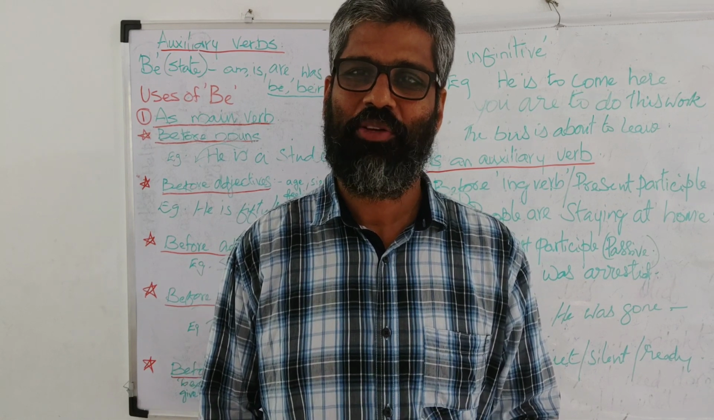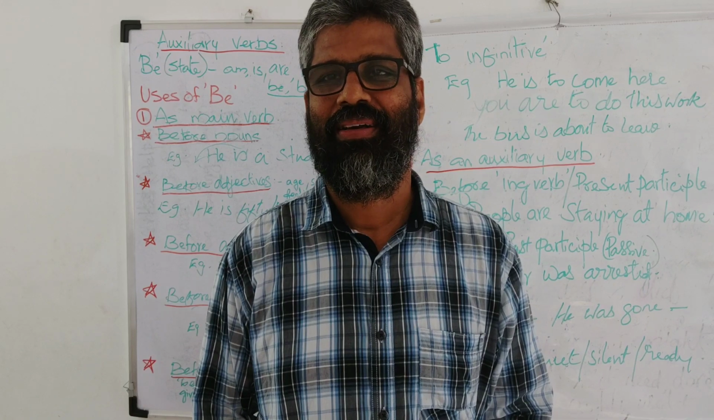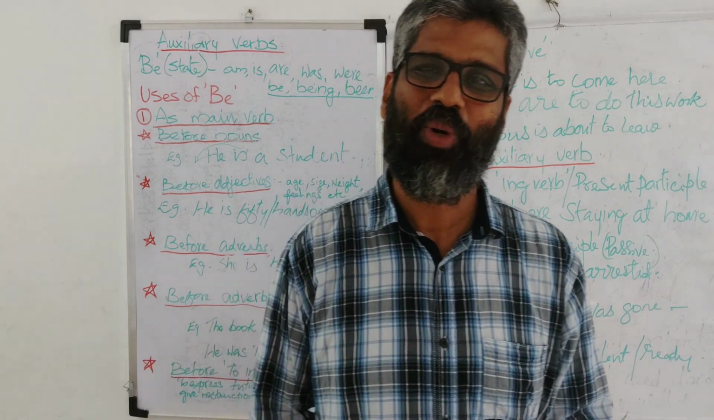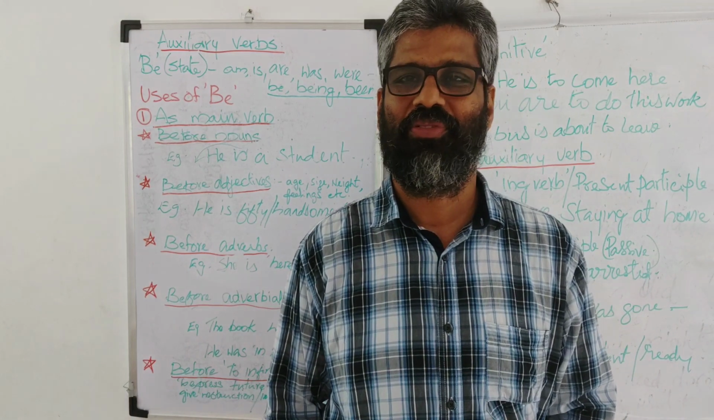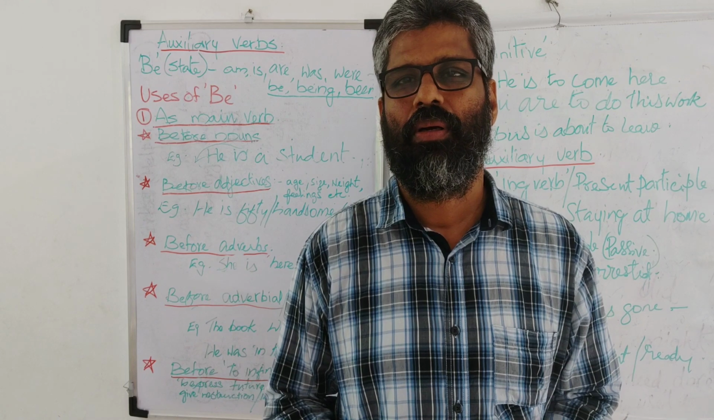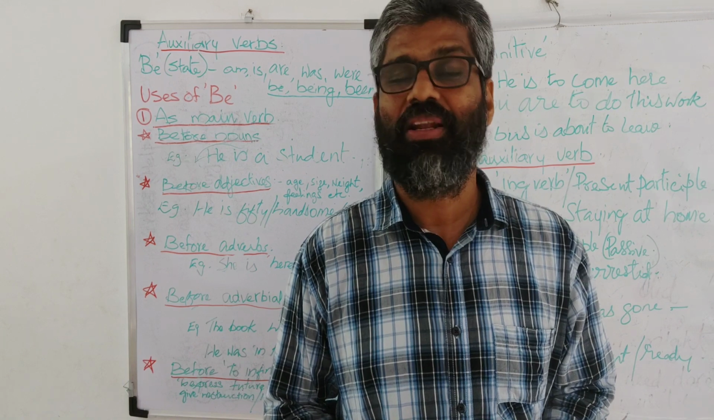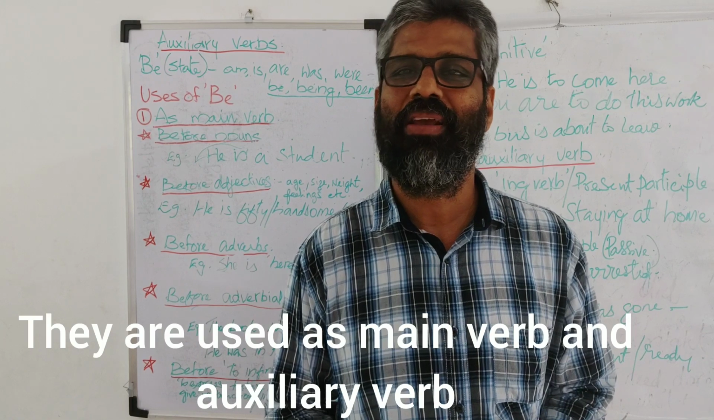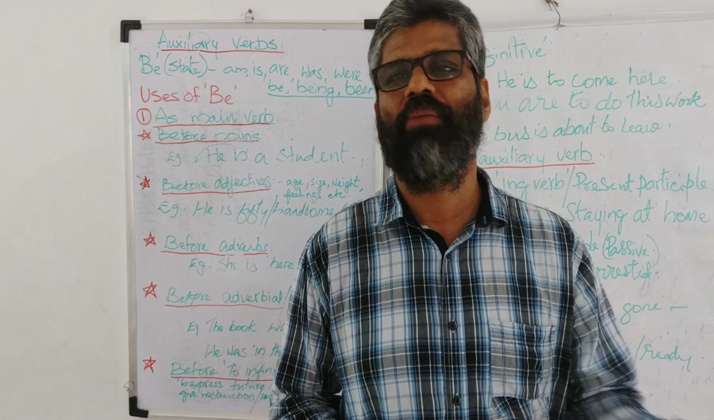Today, I would like to tell you in detail about the use of be form. As you all know, there are 5 auxiliaries under be: am, is, are, was and were. These auxiliaries are also known as state forms because they tell us about the state of the subject. They are used as main verbs and auxiliary verbs in a sentence. Since they are used like that, we can call them primary auxiliaries. Not only be form, have form and do form are also primary auxiliaries.